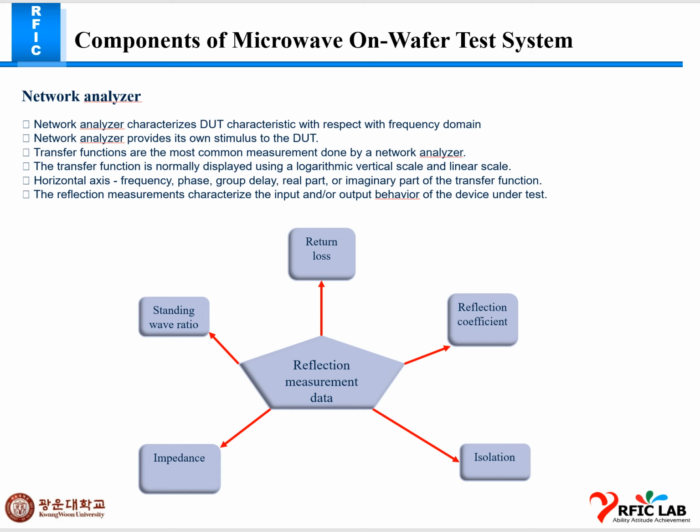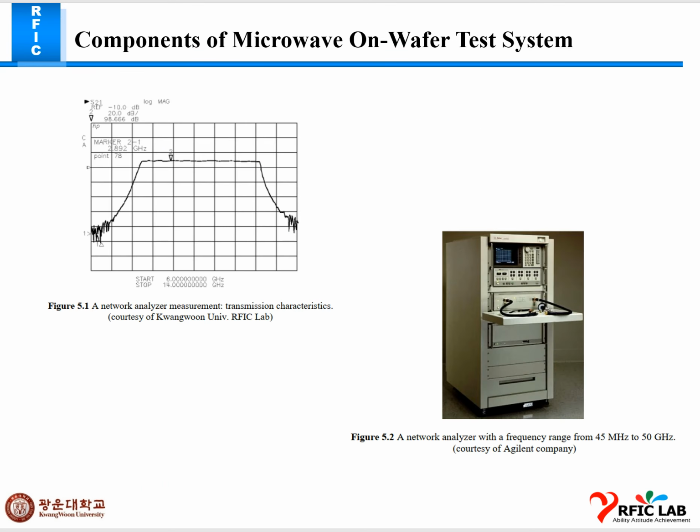In reflection measurement, it shows the input characteristic and output behavior of the device under test. This reflection measurement data also includes various things like return loss, reflection coefficient, isolation, impedance, and standing wave ratio. So this part was about the network analyzer in microwave on-wafer test systems.